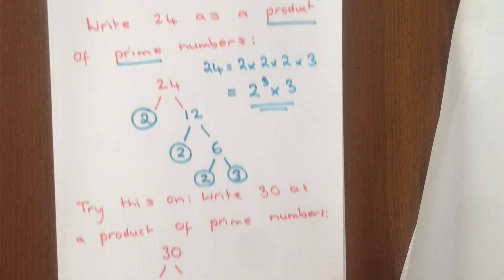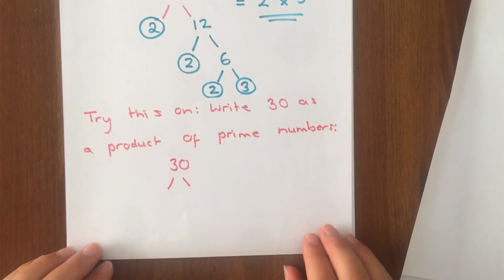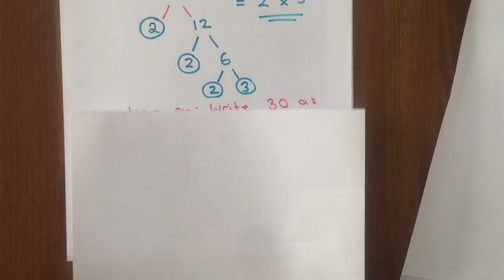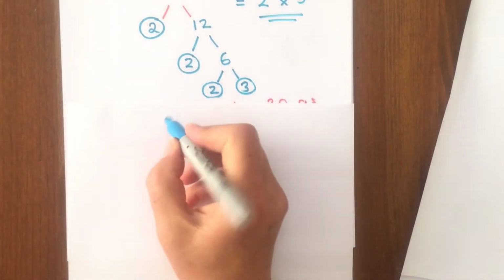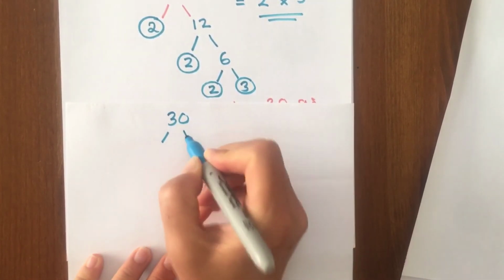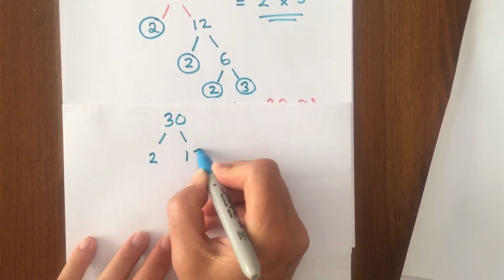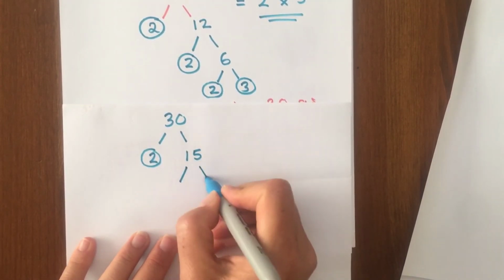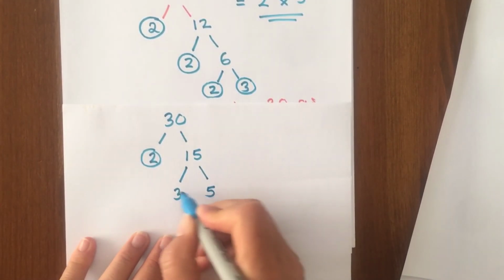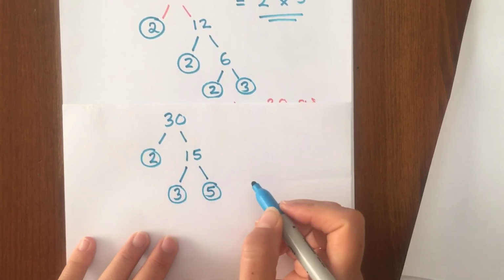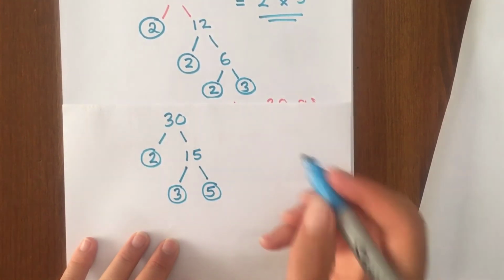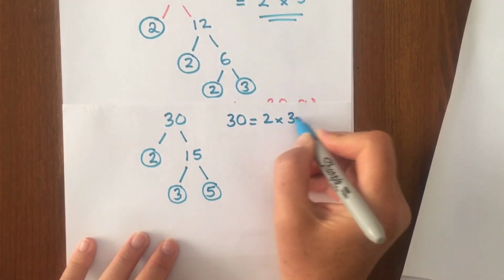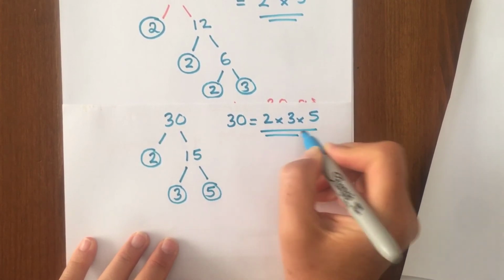And then using that key example, I want you to have a go at 30. Writing 30 as a product of prime numbers. Okay, let's see what answer you got. 30. I'm going to say it's 2 times 15. You might have started off differently. I'll look at another way of starting off. 15 is 3 times 5, both prime numbers. So I stop. Okay, so 30 can be written as 2 times 3 times 5.